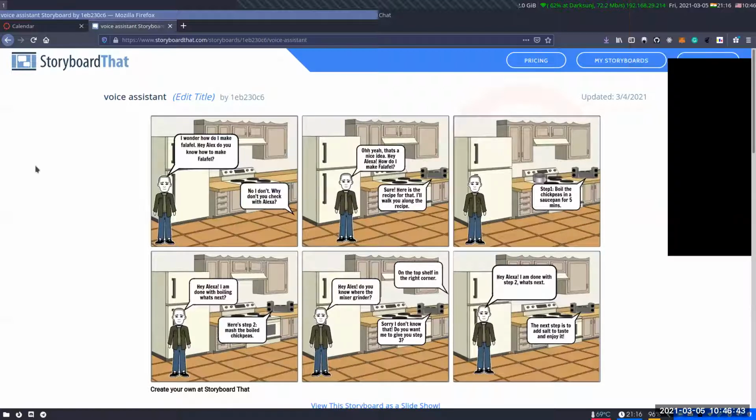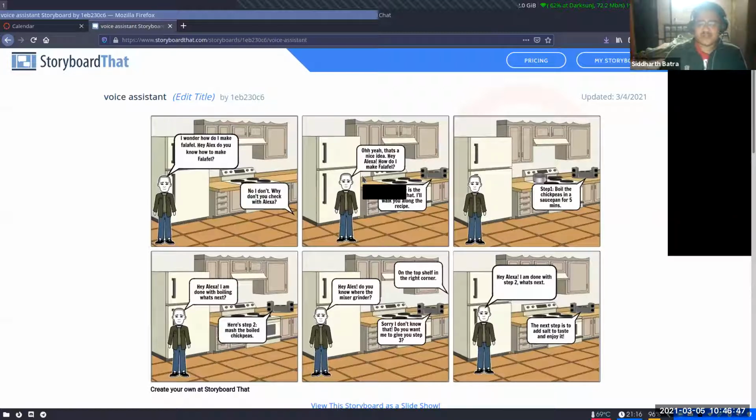In the next frame, he says it's a good idea. So he asks Alexa, hey, do you know how to make falafel, which is a dish he wants to eat? And Alexa replies, sure, here's the recipe for that, and I'll walk you along the recipe. So this picture follows guideline 1, telling the user what the voice assistant can do.